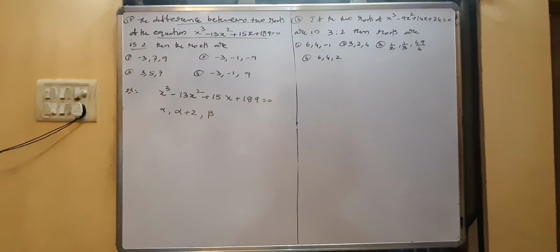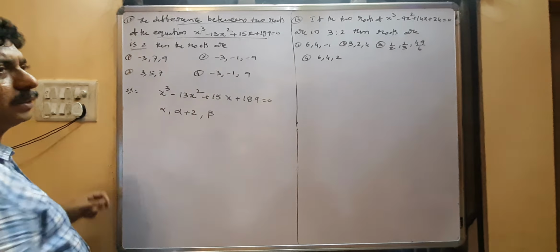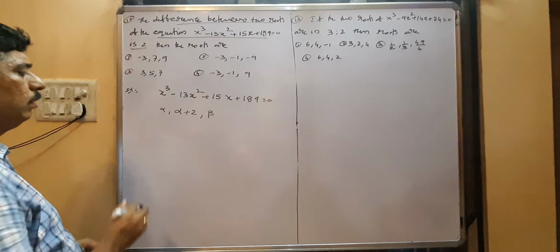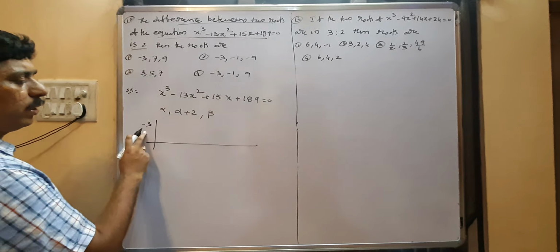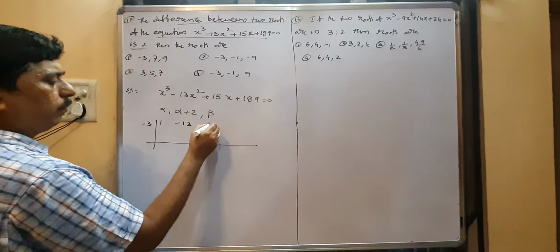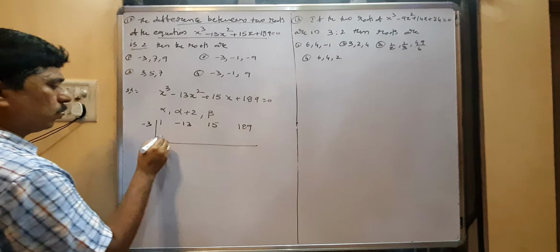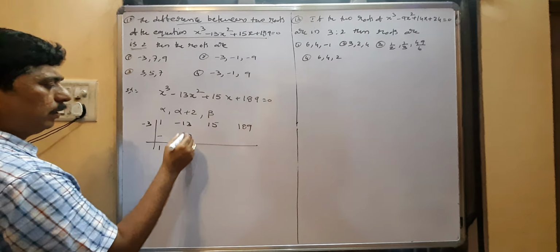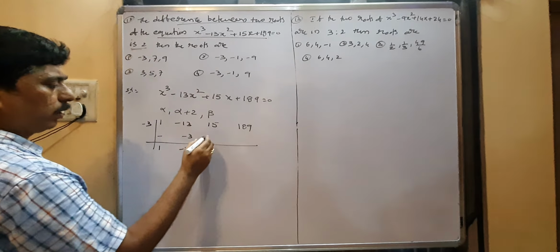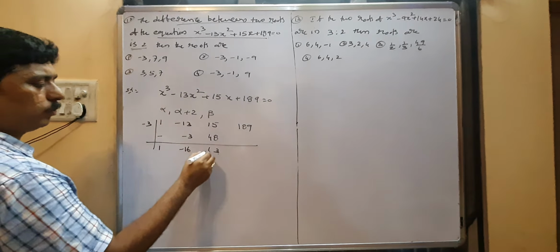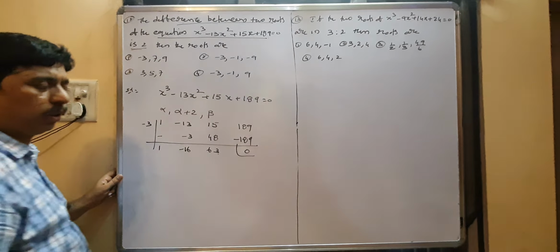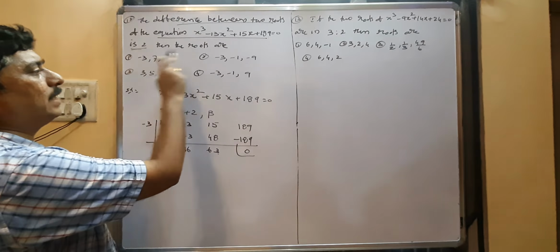You can go for the verification method for this problem. Minus 3 is in the options. Check whether minus 3 is a root or not. Since you take minus 3, you can do the simple division: 1, minus 13, 15, 189. So 1, minus 3 into 1 is minus 3, minus 16, minus 3 into minus 16 is 48, minus 6... minus 3 into 63 is minus 189. So the remainder is 0, you got it. Remainder 0 means obviously minus 3 is a root.